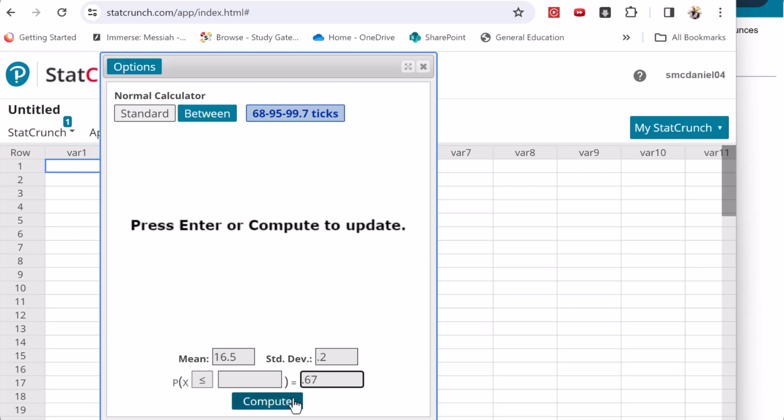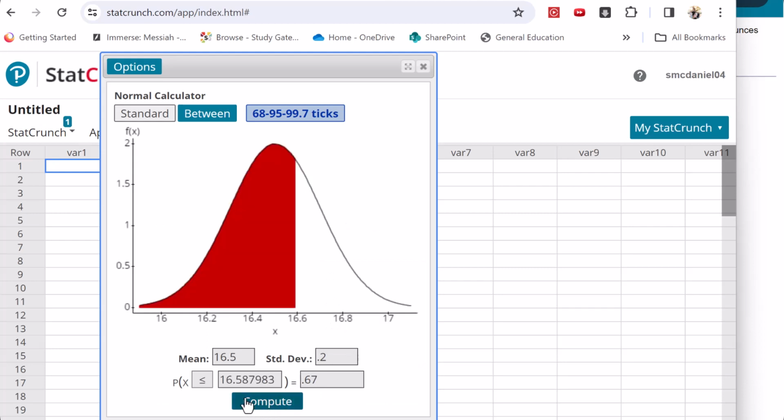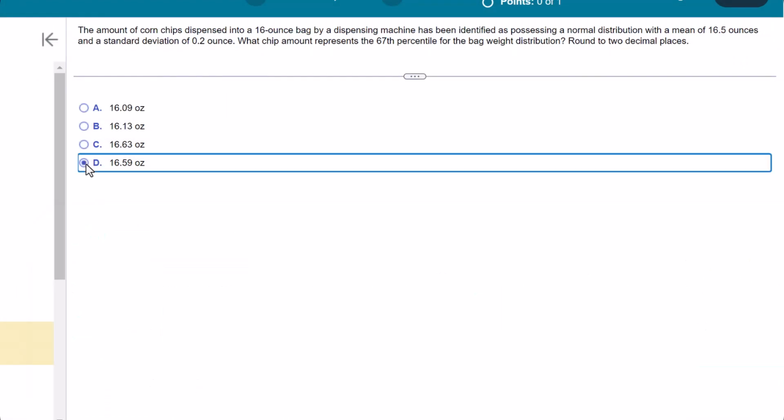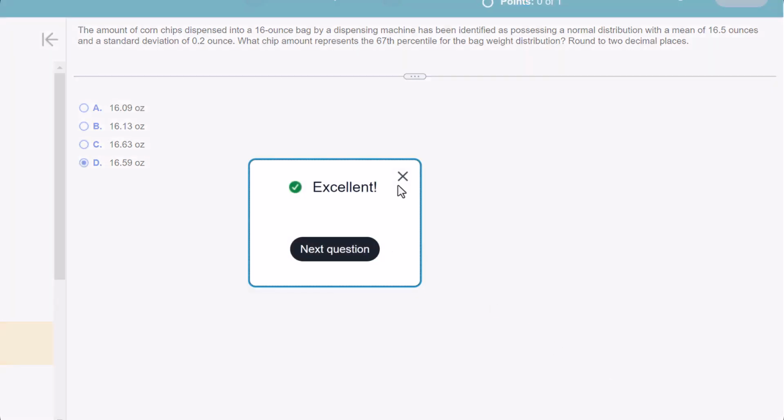Look at the visual. The 67th percentile is going to be at 16.59. So that value is the cut point between the bottom 67% and the top 33%. Hope that helps.